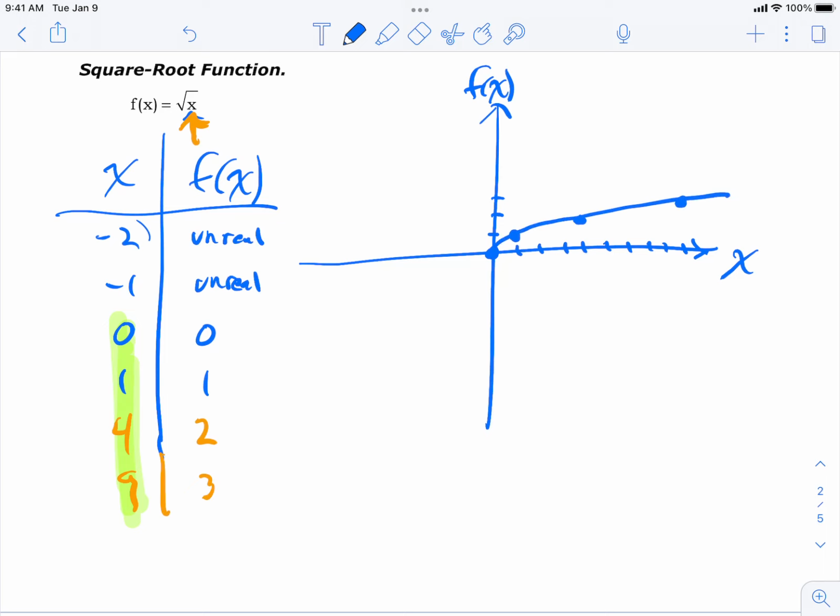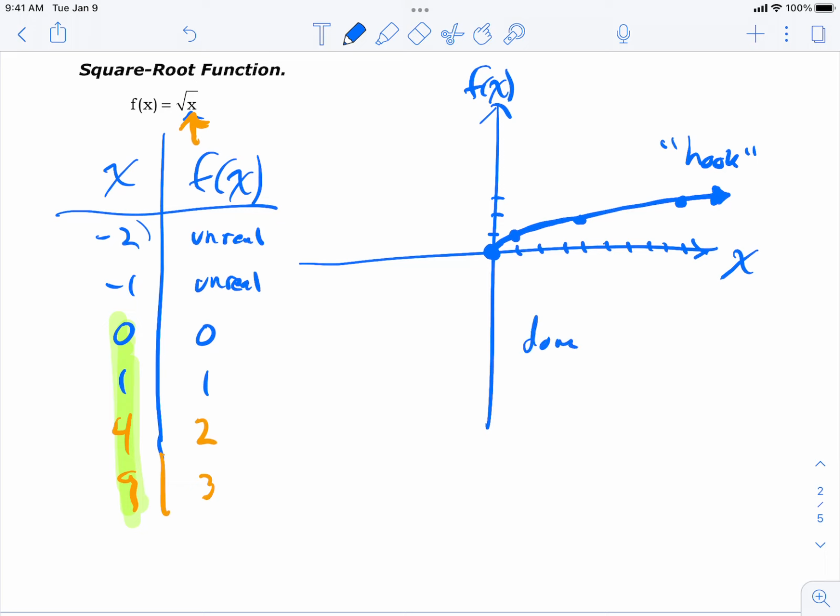I call this a hook shape. It's kind of a hook shape. So square root functions give you nice hook shapes. Notice they have a definite beginning to them. This one starts at the origin, climbs, and it climbs forever, even though it keeps climbing more and more slowly because it kind of hooks over like that. Okay, so it's a hook shape.